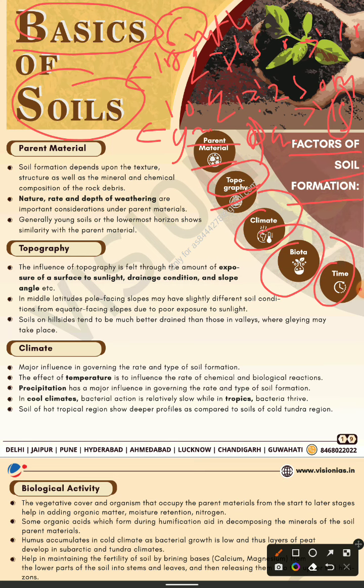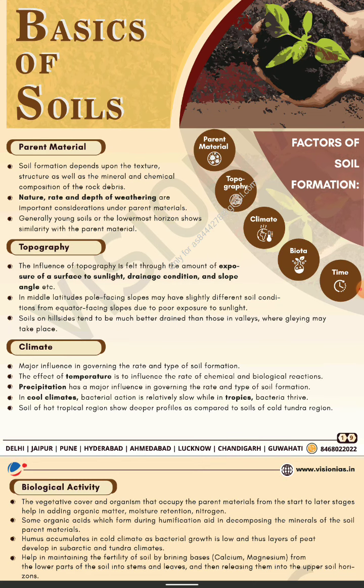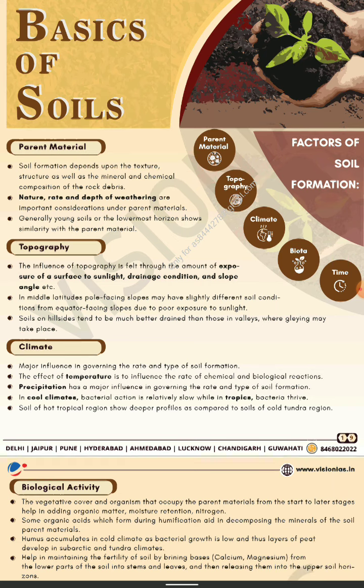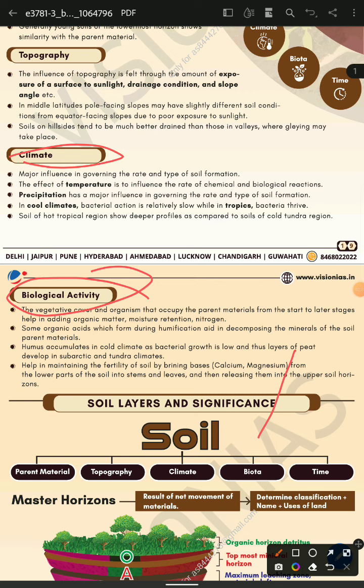So you have realized that parent material in soil formation denotes the texture, structure, as well as the chemical composition. What should the topography be, what should the climate condition be, and what should the biological activities be? There is a lot of difference in climate and biological activity. The classes of soil and their significance, the soil layers and their significance.